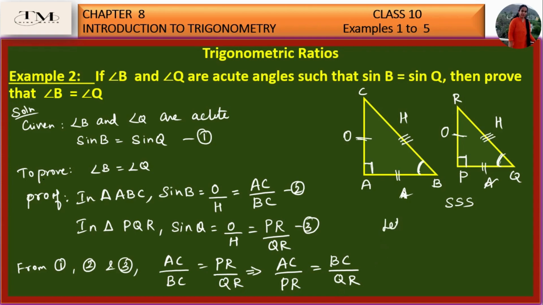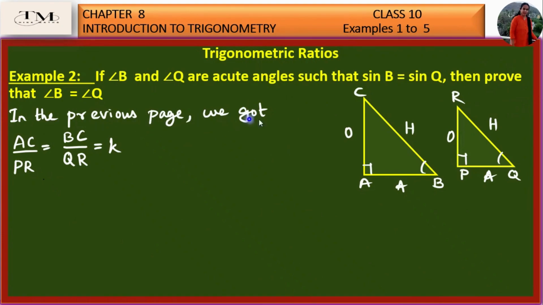So let us assume that this ratio AC by PR and BC by QR be K. So let this ratio be K, where K is a positive integer. Okay children, now we have to prove the other ratio. Who is the other ratio? We proved AC by PR is equal to BC by QR. Now let us take this adjacent AB and PQ in the next page. In the previous page, we got AC by PR equal to BC by QR equal to K.